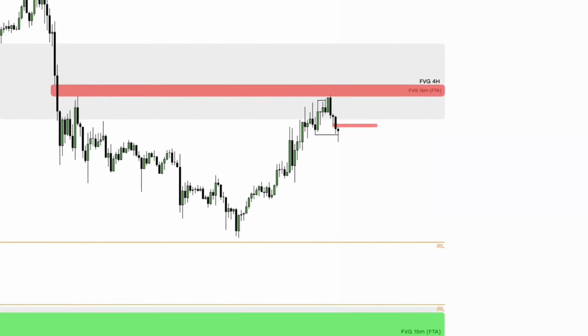In this case, the concept of premium and discount zones is not relevant, so we place a limit short order at the beginning of the imbalance. We set a conservative stop loss above the last high from which the decline began and set the take profit at the start of the 15-minute bullish imbalance.